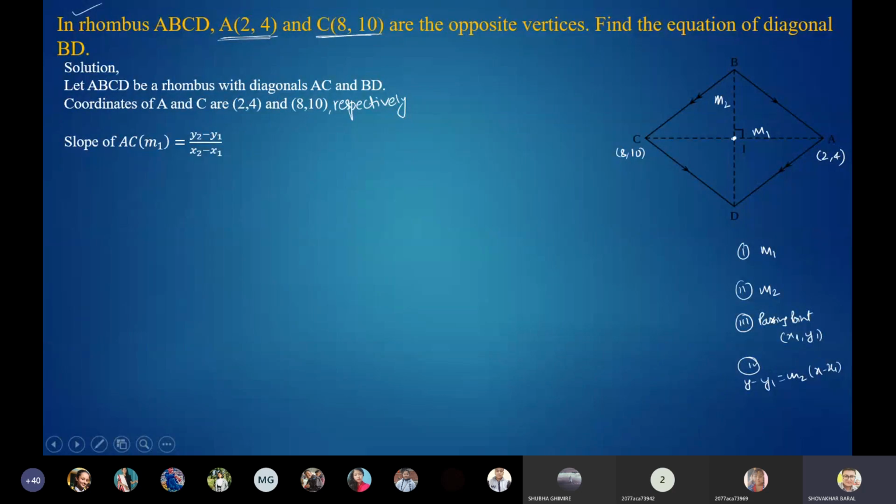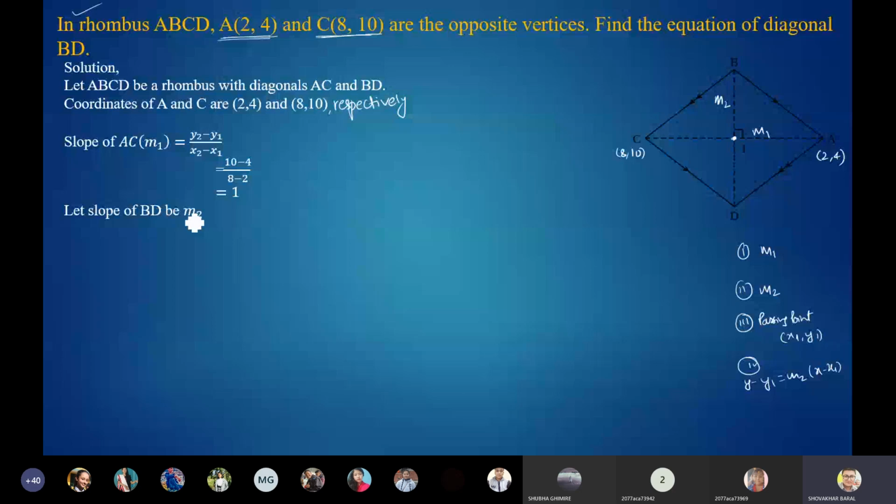So slope of AC, let's find the slope of this line AC, that is M1. M1 equals (y2 minus y1) by (x2 minus x1). Our y2 is 10, so 10 minus 4 divided by 8 minus 2, and this is (x2, y2) and this is (x1, y1). So 10 minus 4 divided by 8 minus 2, it will be 6 by 6, so it will be 1. Please correct me if I am wrong. Slope of AC, M1, equals 1.